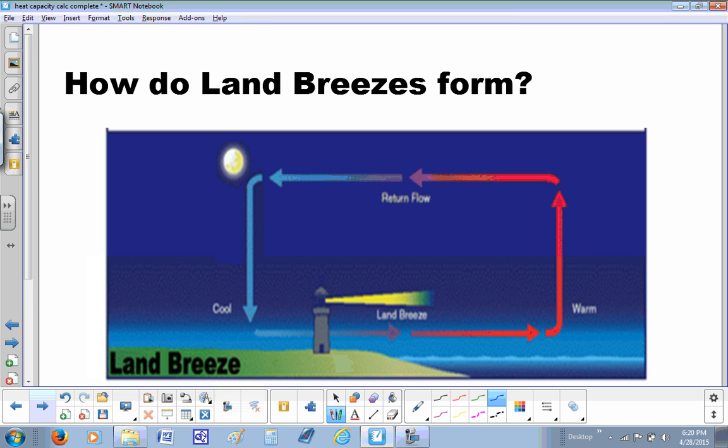Now, what happens at night? Now, remember, at night, the land, because of its low heat capacity, cools off much, much faster than the water. Because it's cool, the air is going to be sinking there.